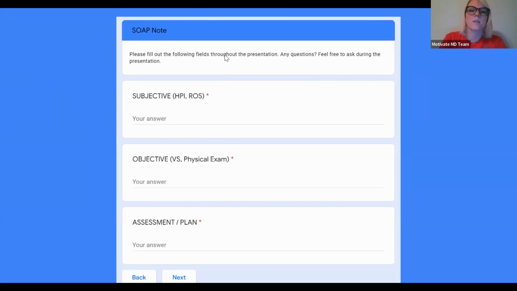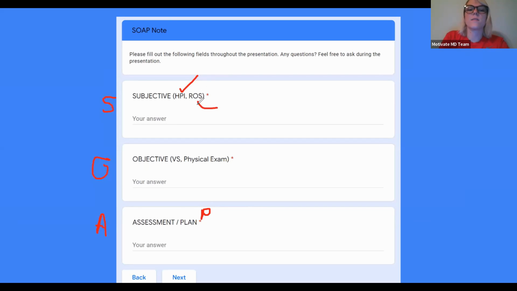But basically the SOAP note is an acronym for how we write our notes here. That's S-O-A, and then P is over here. The subjective part is basically the things that we find, so things like the HPI. When the patient comes in and tells us why they're there, that's the history of present illness. That's what the HPI is.